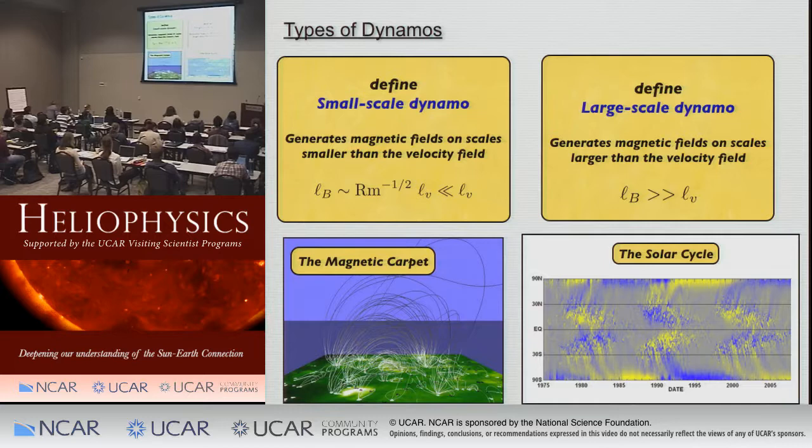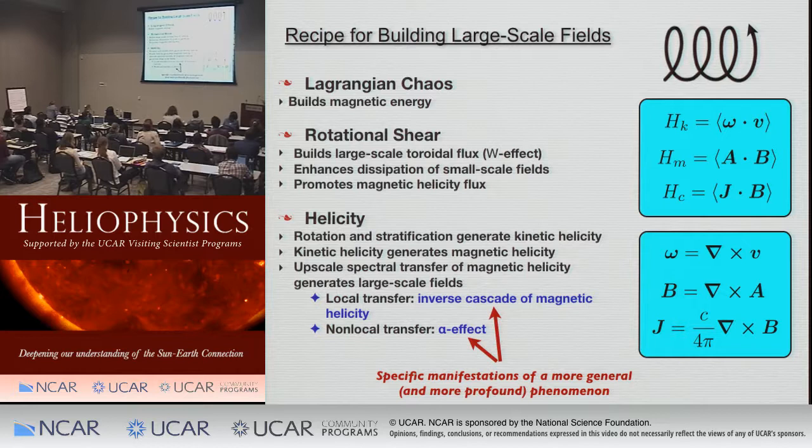The recipe for doing that: first of all, Lagrangian chaos, the chaotic stretching of field lines, helps to build magnetic energy. But also rotational shear, the omega effect. So you can build toroidal fields with shear. And helicity: you heard about the alpha effect this morning. There's this magnetic helicity, which describes a twist in the velocity field. There are different kinds of helicity, but they're all kind of spiraling.